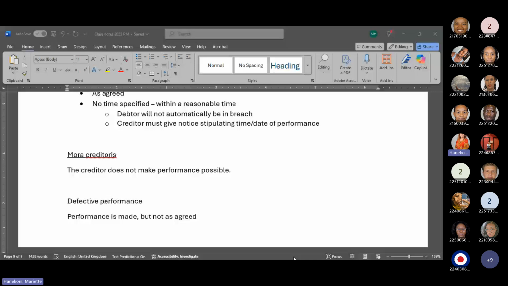Okay, Daniel is with us. Great. Okay, so we've done mora debitoris, mora creditoris, defective performance. The next one is repudiation.